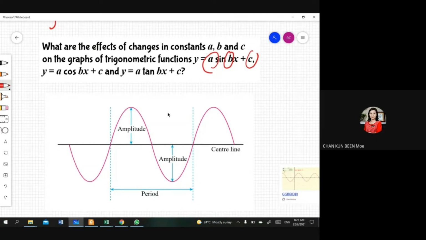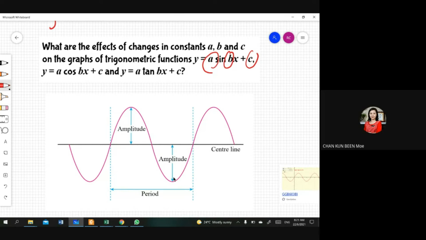Okay, before I enter into a, b, c later on using the GeoGebra sketchpad over there, you need to know this part: from the center line, we call this the center line of the graph. Okay, from the center line to the top of the peak of your graph over there, we call it amplitude.